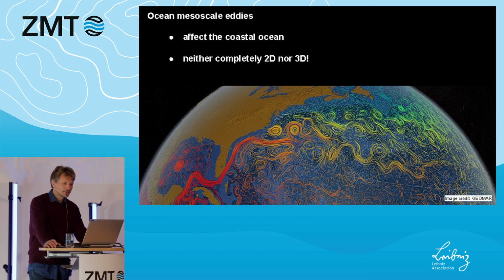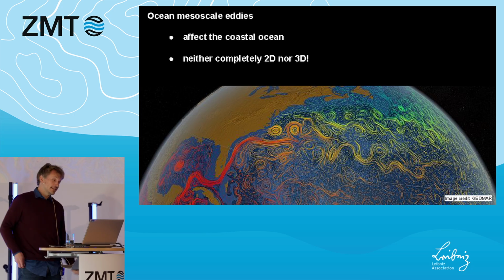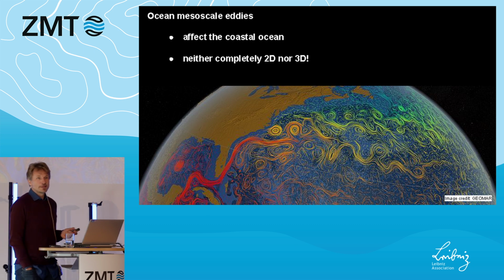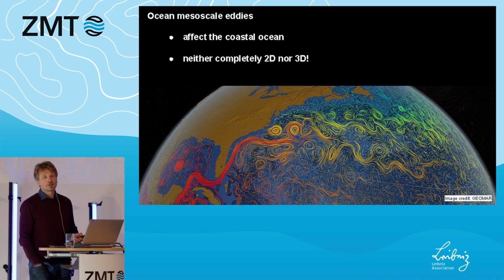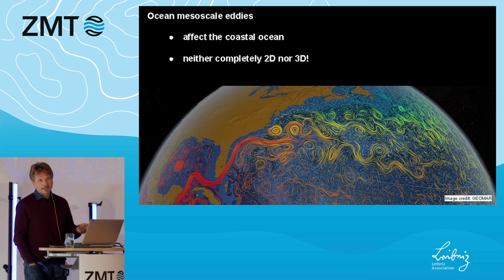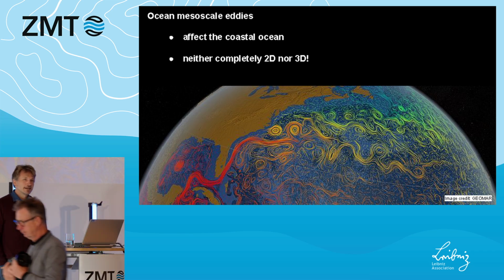These are ocean mesoscale eddies simulated in a computer simulation. And as you see, they affect especially the coastal ocean, where friction plays a much larger role, so you sort of instigate these mesoscale eddies. And these mesoscale eddies are neither 2-dimensional or 3-dimensional because they are subject locally to convection in the ocean, meaning water mass is rising or subsiding and creating these eddies.